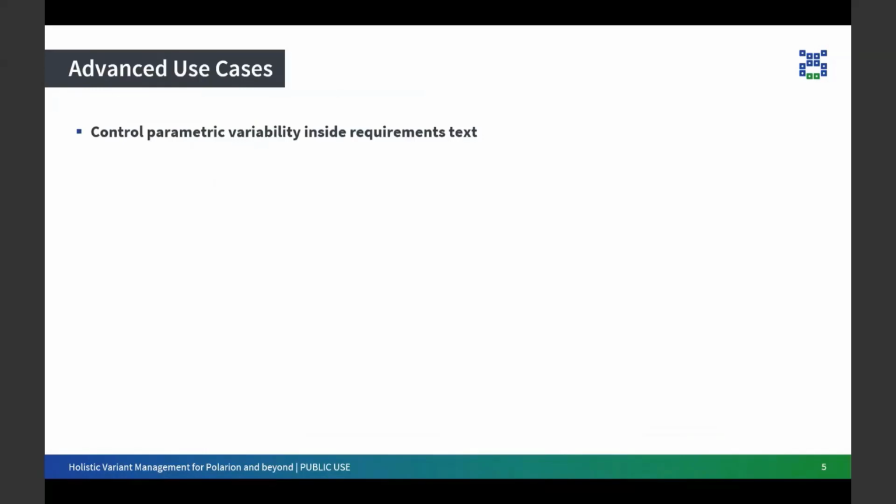So I mentioned some advanced use cases for which the new connector will be helpful. And here I just want to give some highlight use cases as an example. One point we get asked a lot about is how we support parametric variability inside of requirements. So can we, instead of just controlling the existence of a requirement with features, also inject values into requirements, test cases, and so on, based on how a variant is configured? That's one of the cases that is covered by this connector.